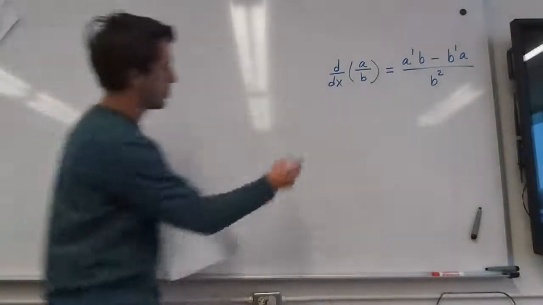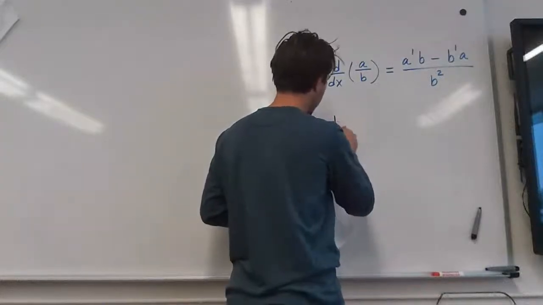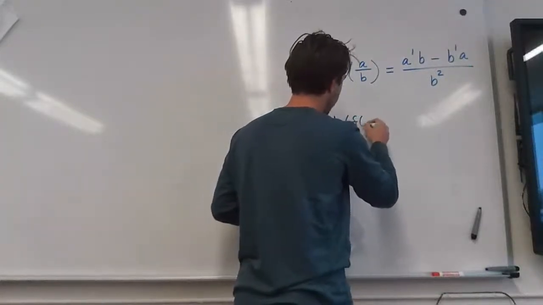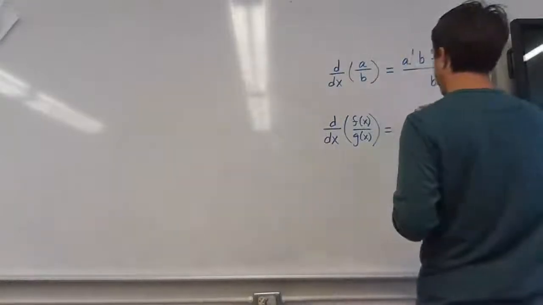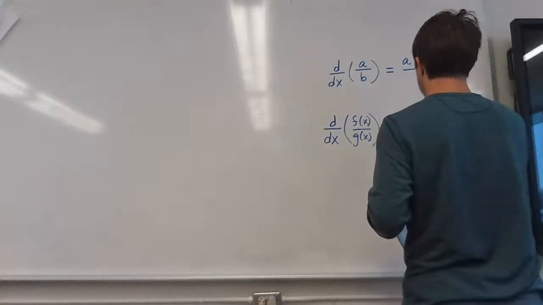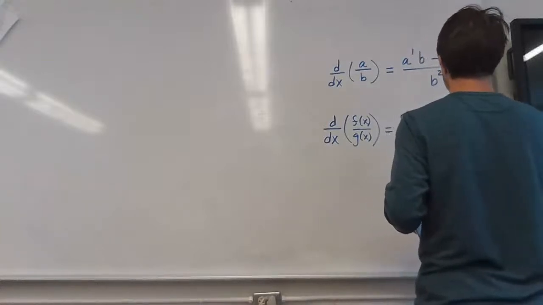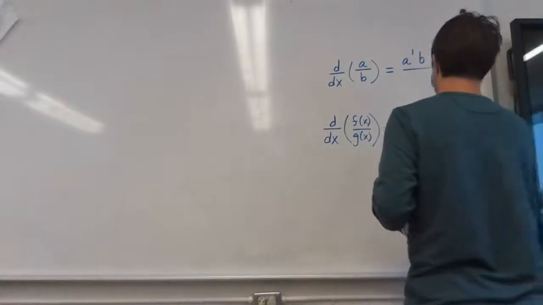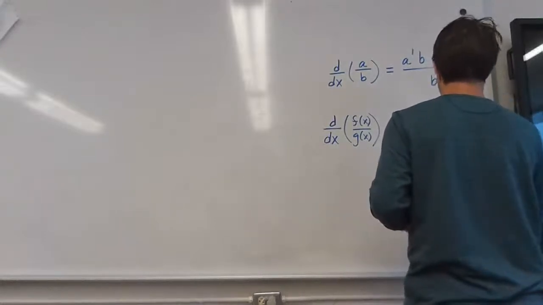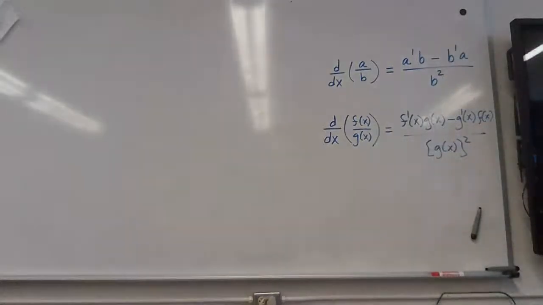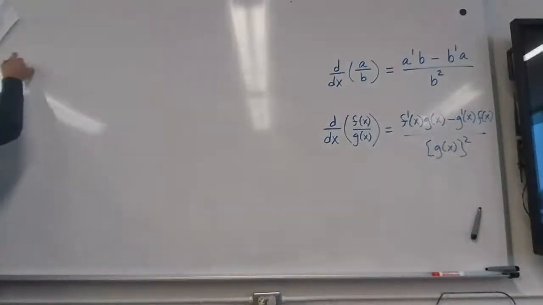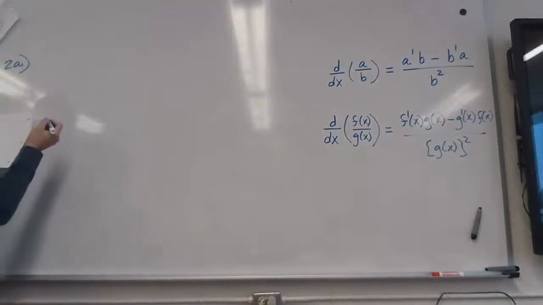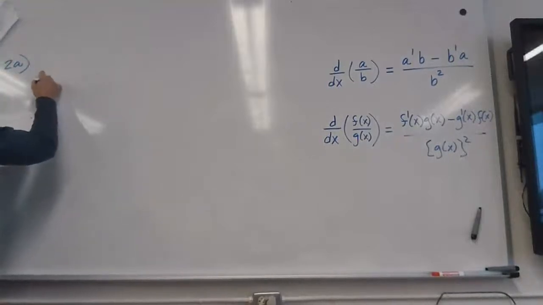By the way, just for the sake of being thorough, if you Google this, you might see it written like this, where it's an f of x and a g of x, in which case it's the same thing. I think it looks more cluttered this way. So you'll see it written something like that. So f prime times g minus g prime times f all over g squared. I prefer this to single letters. Okay, so 2a. Let's differentiate this two different ways. So let's do it without first.